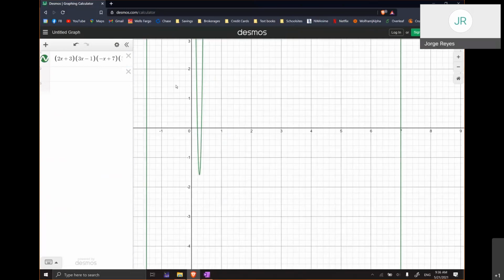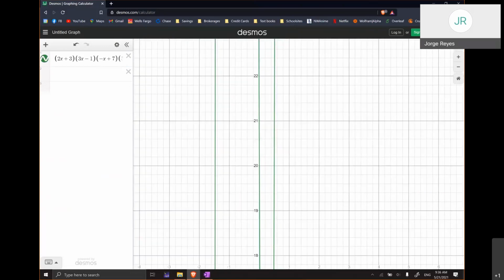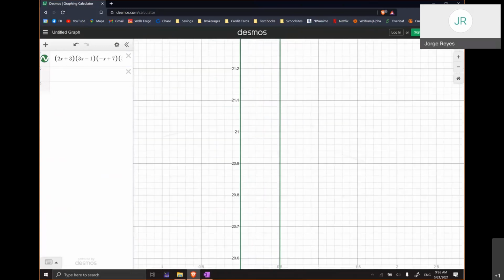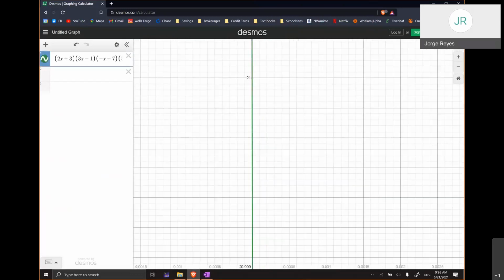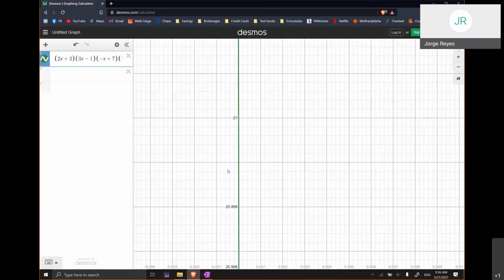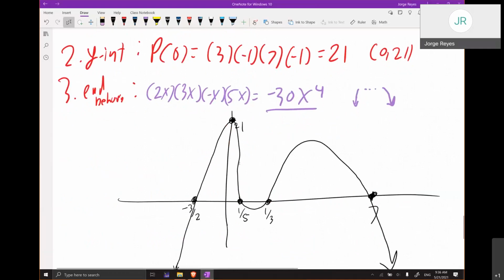Oh, and the y-intercept, I guess I could show you. I think I did at the start, right? It's 21. You've got to do some zooming in, but just trust me, it's 21. So it doesn't matter how nasty it is, you can get something like this.